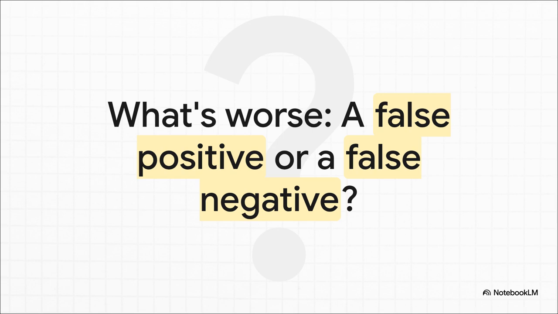And all of this brings us to the final, crucial question that no machine, no algorithm can ever answer for us. For a medical test like this, what's actually worse? Is it missing someone who's sick, a false negative? Or is it mistakenly worrying someone who's healthy, a false positive? The answer to that question determines which of these metrics we should care about most, and that is a choice with very, very human consequences.